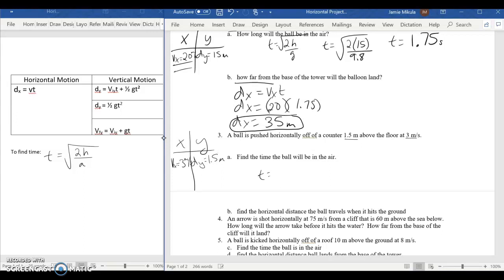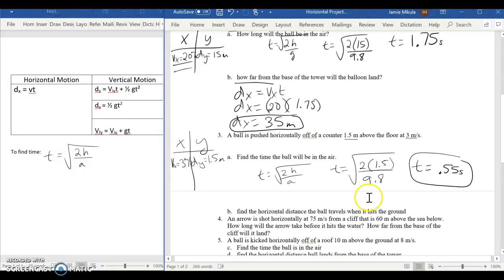Find the time. t equals square root 2h over a. t equals square root 2, height is 1.5 over 9.8. 2 times 1.5 is 3, divided by 9.8 is 0.306122. Take the square root of that number, and you get t is equal to 0.55 seconds.